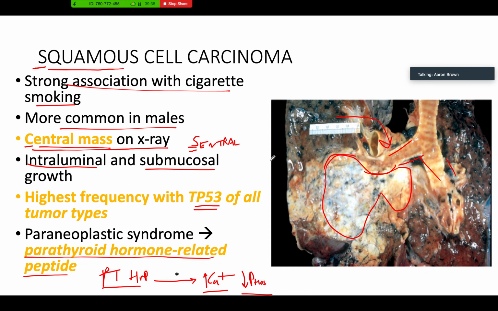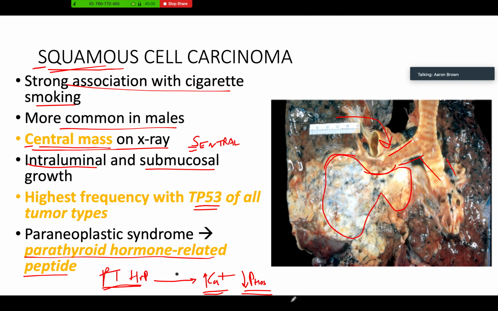In patients with squamous cell carcinoma, they end up with this fake parathyroid hormone that works just like regular parathyroid hormone. So you should look for hypercalcemia and hypophosphatemia. Okay, and so what you were trying to say, I think, was hyperkalemia. Right. So that sounds a lot like hypercalcemia.